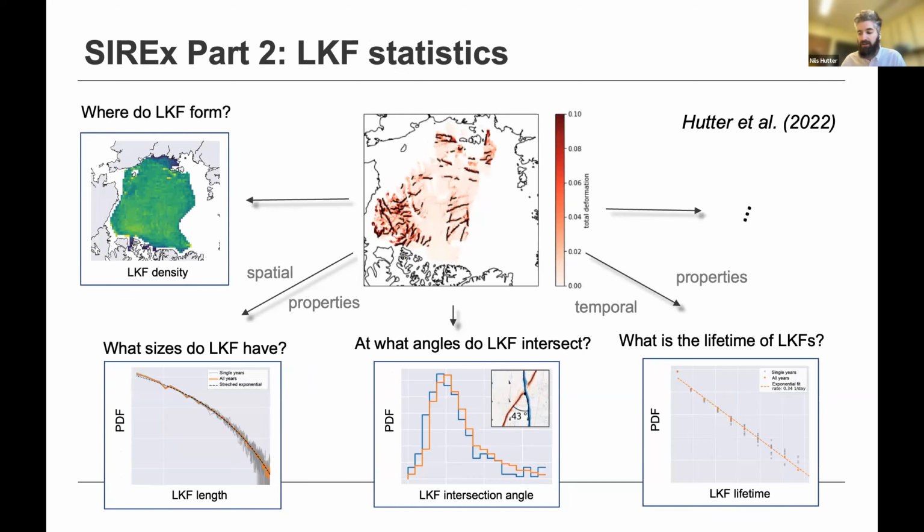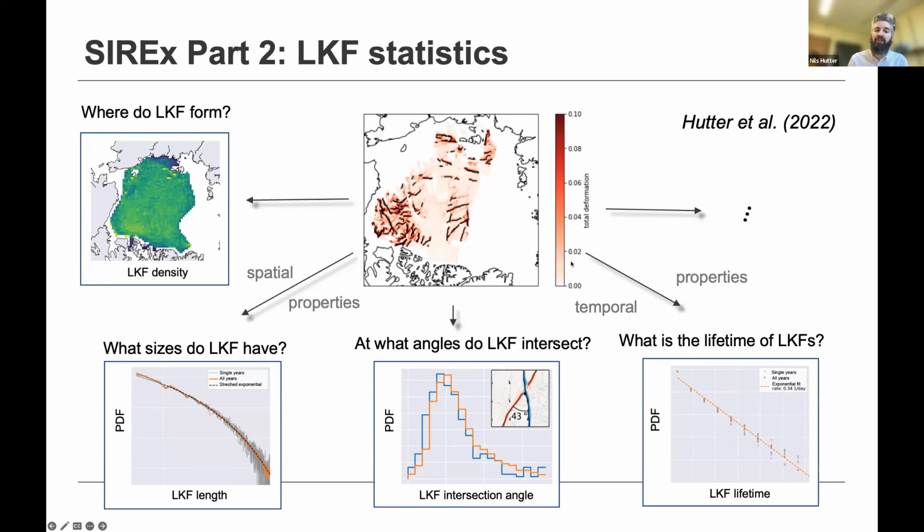And the second part is the work that I've done, which is LKF statistics. It's a slightly different approach, more from a user perspective, that is interested in where those leads are, how long they stay open, and so on. So what we're doing there is taking, again, our deformation fields, and then applying an automated detection and tracking algorithm for LKFs. I try to denote them here in the plot with those black lines. So this is basically what the algorithm picks as lead or pressure ridge.